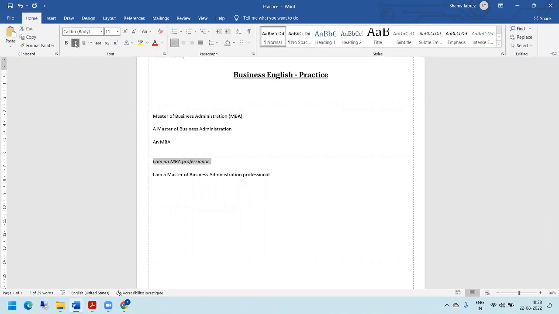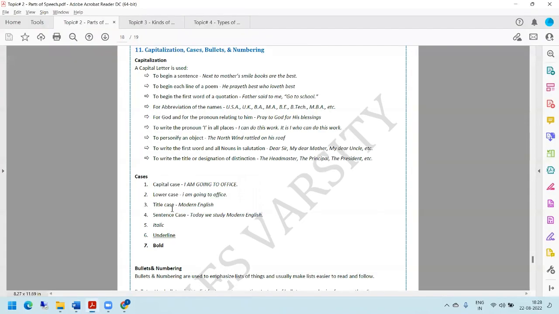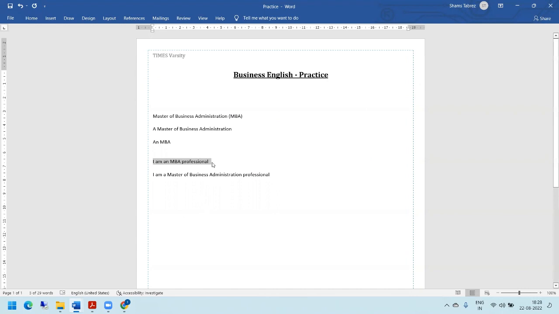Now it is italic. This is normal. Italic, normal. Then we have sentence case. So actually, I have written it grammatically correctly. So it is a sentence case. I should put the full stop, so it becomes a sentence now. So this is called sentence case.